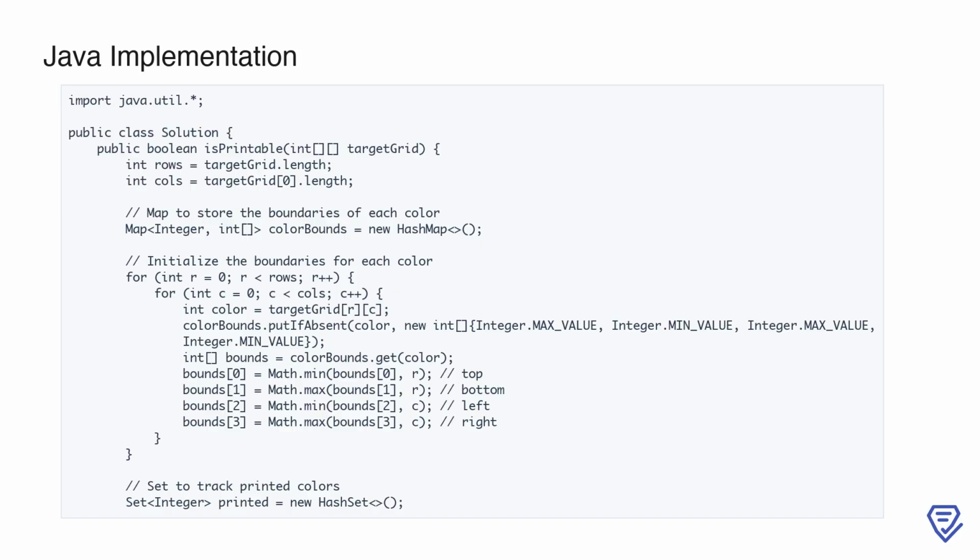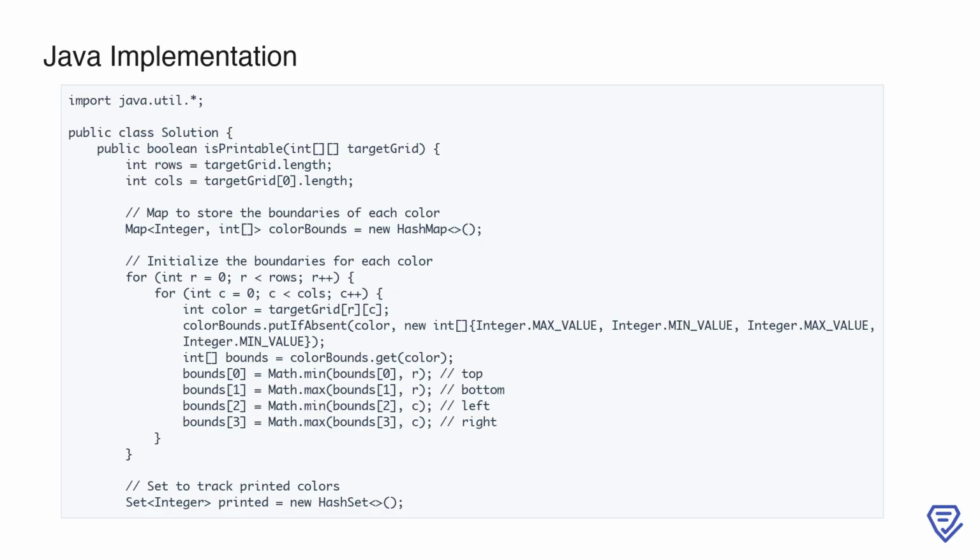Next, we initialize these boundaries by iterating through every cell in the grid. For each color, we update its boundaries: the topmost row, bottommost row, leftmost column, and rightmost column where the color appears. This ensures that we capture the smallest rectangle that fully encloses the color.